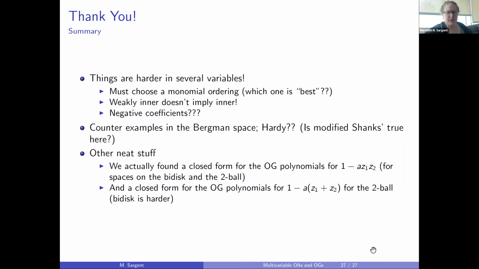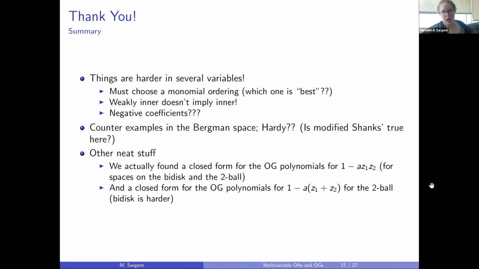And then I just put this in as a note because I think it's weird. Those negative coefficients showed up for even a really nice function, which means that these optimal approximants are not coming from just a positive weighting of the Taylor coefficients. We're doing something weird here. And then we were also able to get ourselves a counterexample in the Bergman space to the Shanks conjecture, but not in the Hardy space.